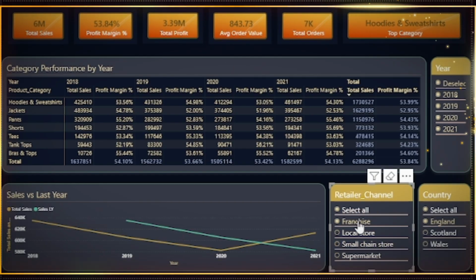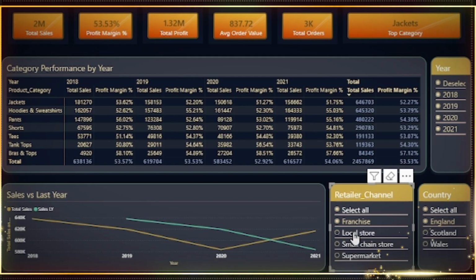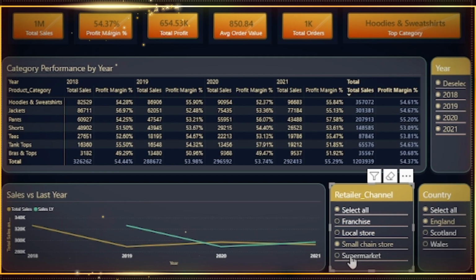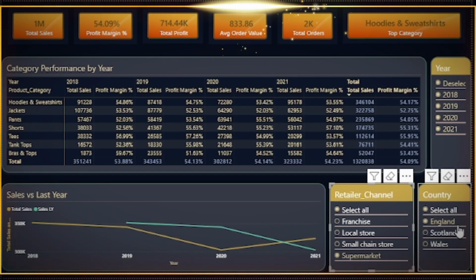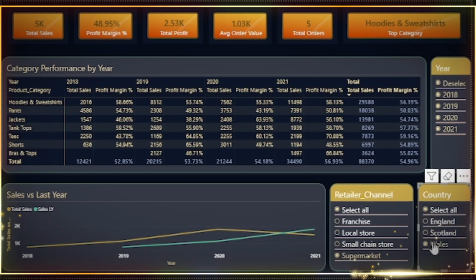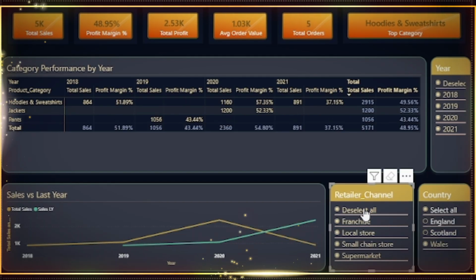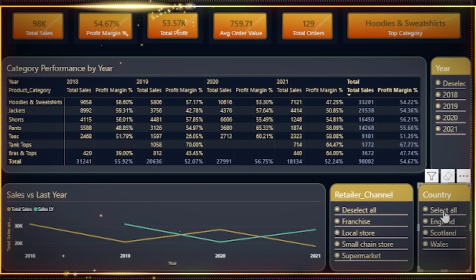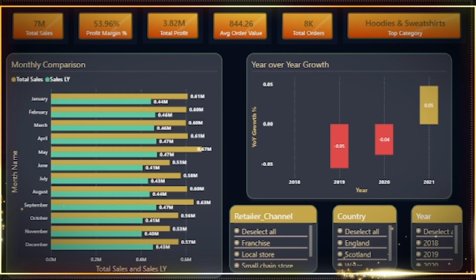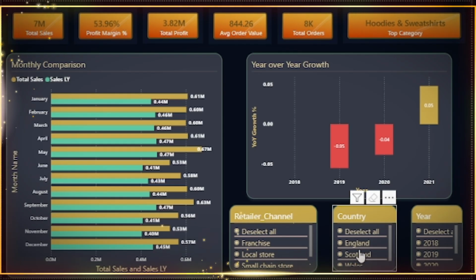On the seasonality page, May is consistently the peak sales month across all 4 years. Quarter 3, July through September, is the strongest quarter every single year. Quarter 1 and Quarter 4 consistently underperform. This kind of seasonal insight is exactly what allows a business to plan inventory, promotions, and staffing ahead of time, instead of reacting after the fact.